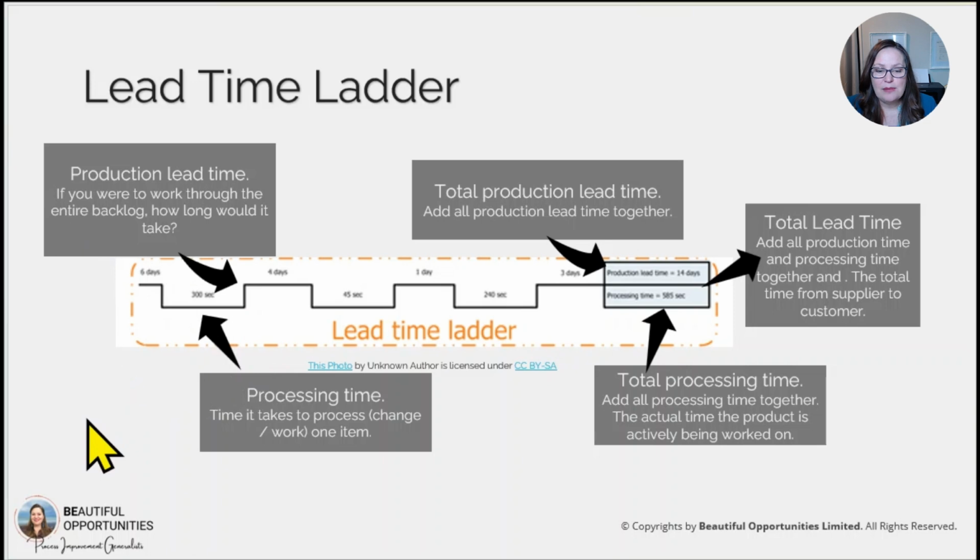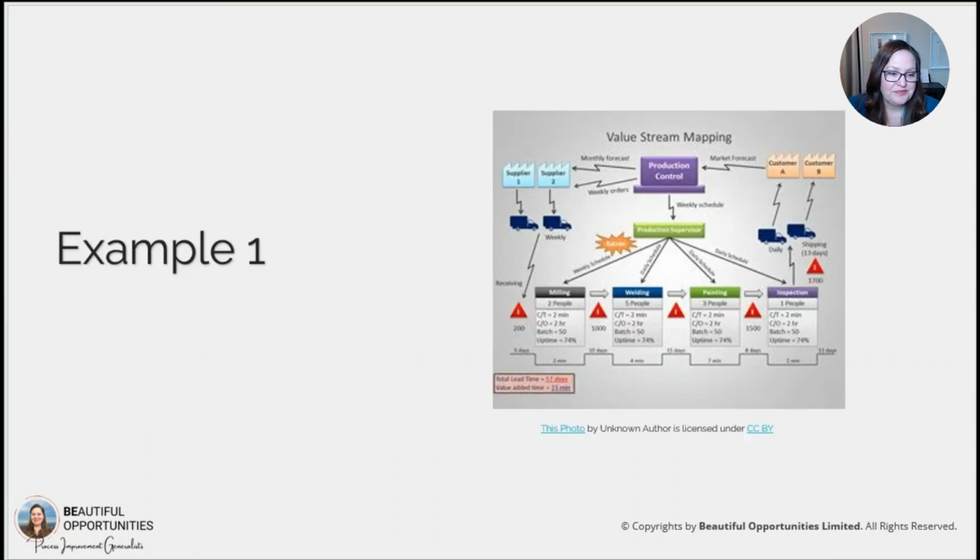That's the time it takes to process one item in this process. So how long does it take to get through the cycle time of that one item? At the end, we're going to have that summary that tells us the total production lead time and the total processing time. If we combine those, then we can get that total lead time that tells us how the entire process is flowing and how long it would take something to go from our supplier to our customer.